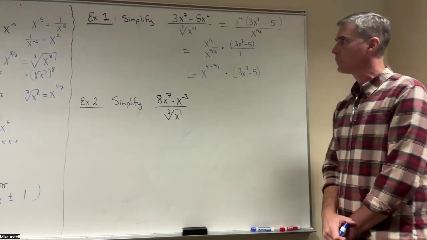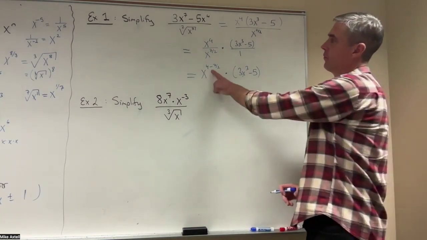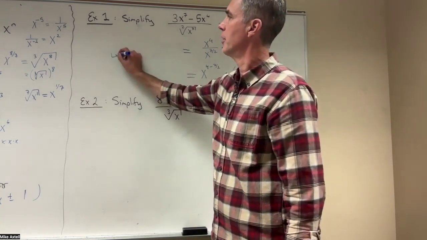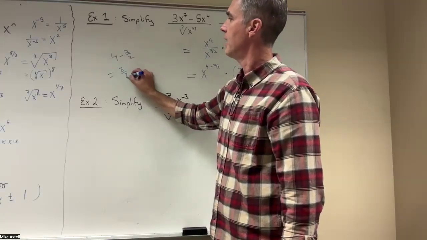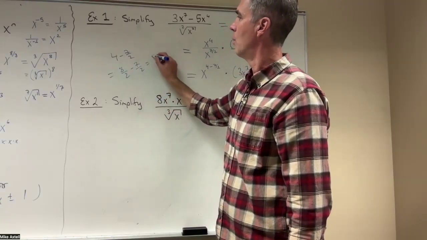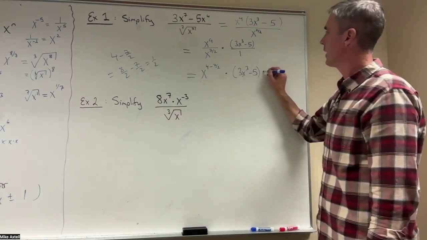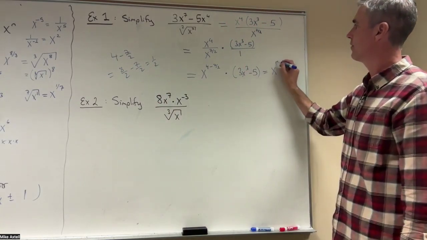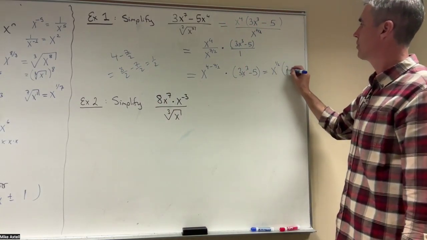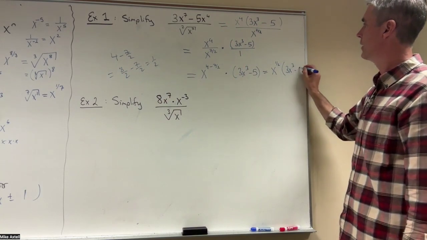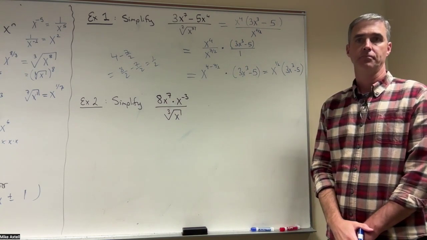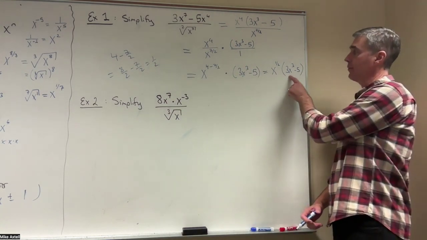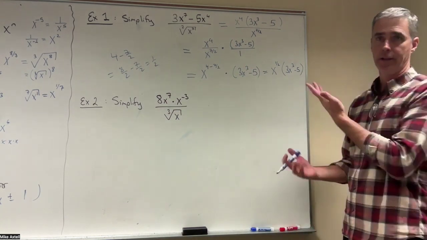Now, 4 minus 7 halves, let me do some scratch work over here. 4 is the same as 8 halves minus 7 halves, so that's 1 half. So I'm going to get x to the 1 half times 3x cubed minus 5. That's how the first one would simplify. If you want to run the x to the 1 half back through, fine, but I think it's pretty good there.